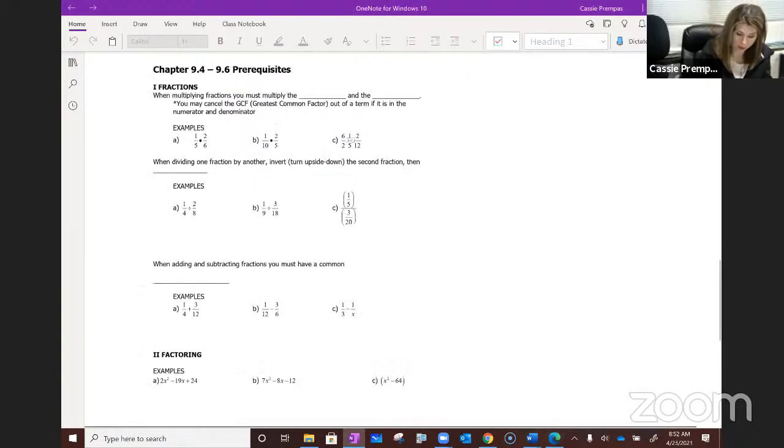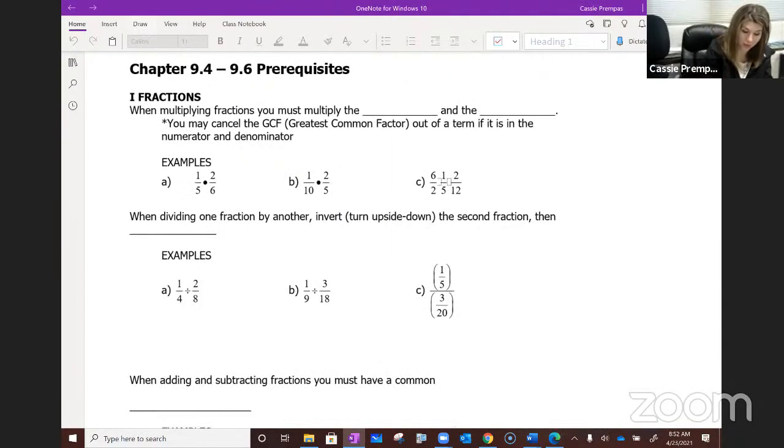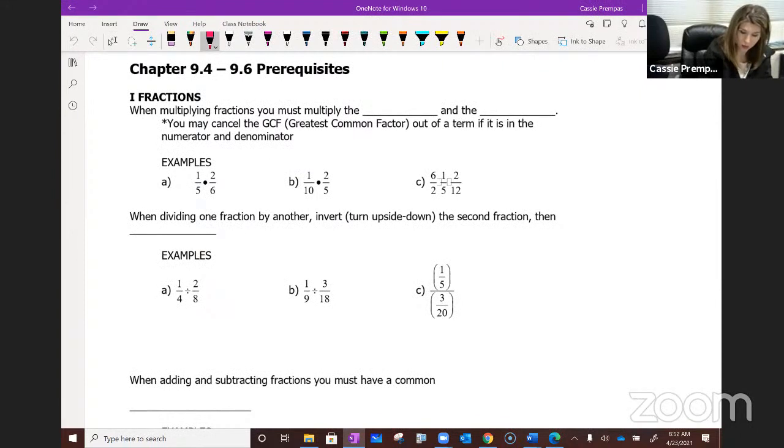When multiplying fractions, you must multiply the numerators and the denominators. If you want to say the tops and the bottoms, that's fine with me. You just need to know that you multiply across. You may cancel out a greatest common factor of a term if it's in the numerator and denominator even before you multiply, which can help us simplify.